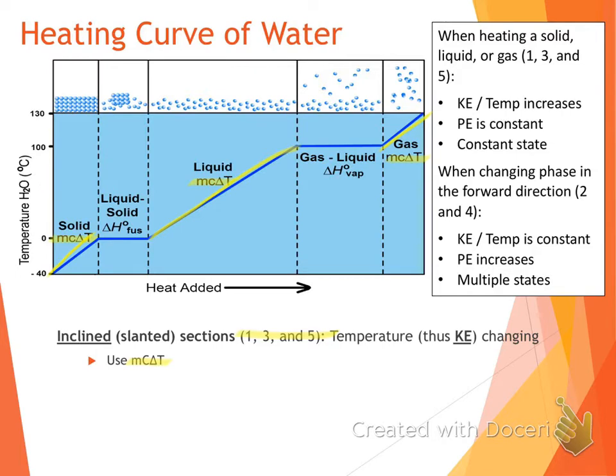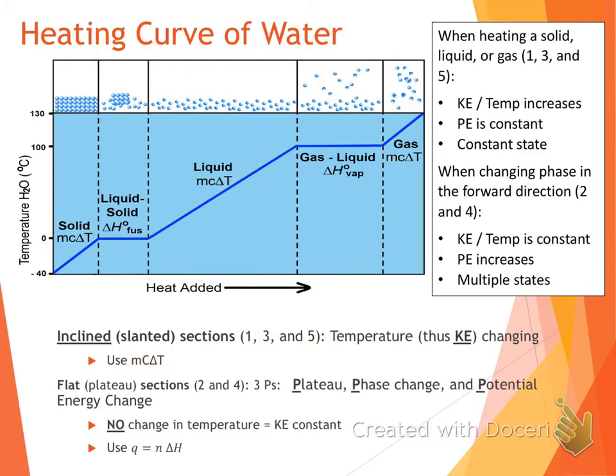Each of those slanted sections, 1, 3, and 5, would require a separate Q equals mcΔT calculation. The specific heat capacity of a solid, a liquid, and a gas of the same substance are not the same. So for example, water has a specific heat capacity for the solid, which is different than the specific heat capacity for liquid, which is different than the gas.